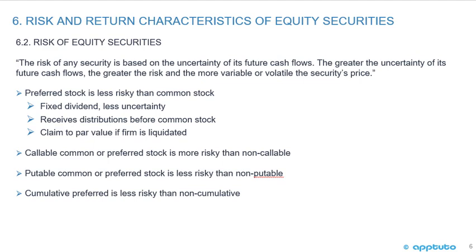Puttable common or preferred stock is less risky than non-puttable because that gives the investor the right but not the obligation. Again, you've bought that option, you've sold that to the issuer, so a puttable common or preferred stock is going to be more expensive than a similar security without that option.